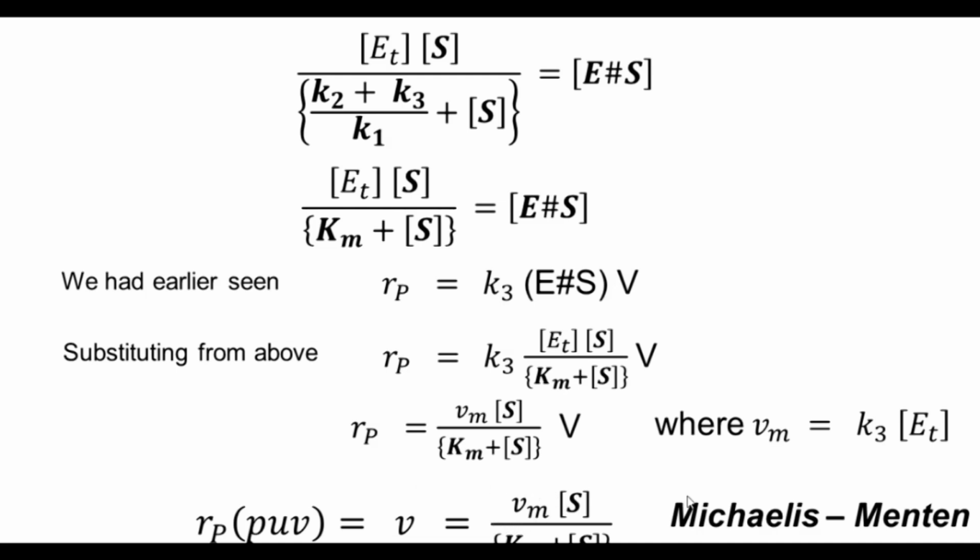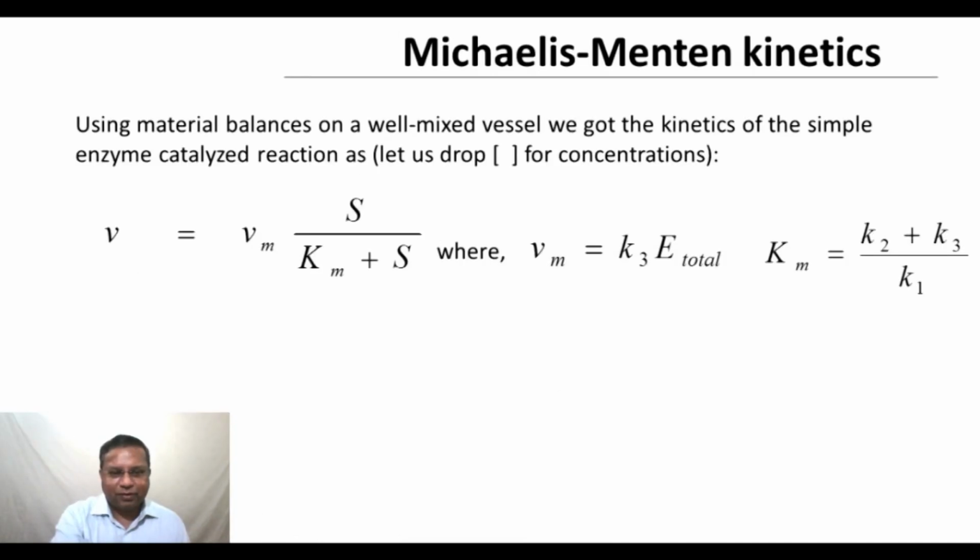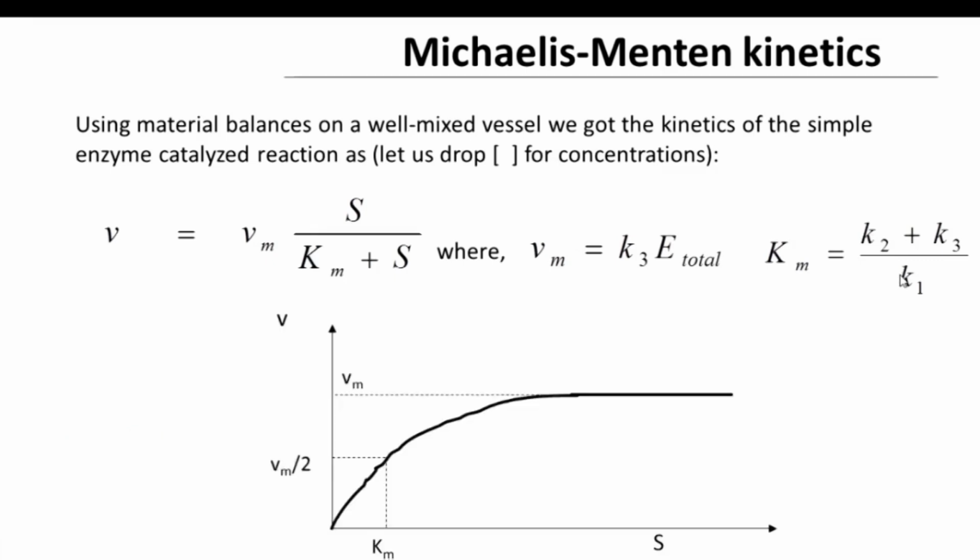Does this form of the equation remind you of something that we saw in the previous lecture? Just keep that in mind. We'll come back to that. So this is what we got. V equals Vm S by Km plus S, where Vm equals K3 into E total or ET, and Km is K2 plus K3 by K1. Now, does it strike you where you saw this earlier?